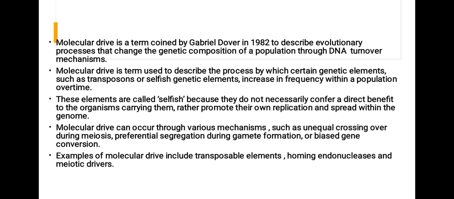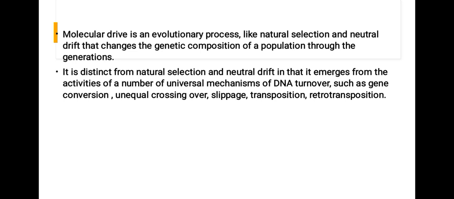Molecular drive can occur through various mechanisms such as unequal crossing over during meiosis, preferential segregation during gamete formation, or biased gene conversion. Examples of molecular drive include transposable elements, homing endonucleases, and meiotic drives. Molecular drive is an evolutionary process like natural selection and neutral drift that changes the genetic composition of a population through generations. It is distinct from natural selection and neutral drift in that it emerges from the activities of a number of universal mechanisms for DNA turnover such as gene conversion, unequal crossing over, slippage, transposition, and retrotransposition.